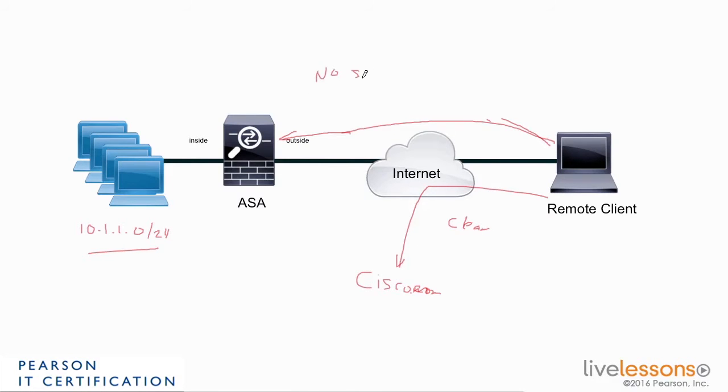So again, with no split tunnel, all traffic will be going over the VPN tunnel. And in the case that you actually have split tunnel, only the traffic that you specify in the Cisco ASA, in this case the 10.1.1.0, will be going over the tunnel, and everything else will be going in the clear.